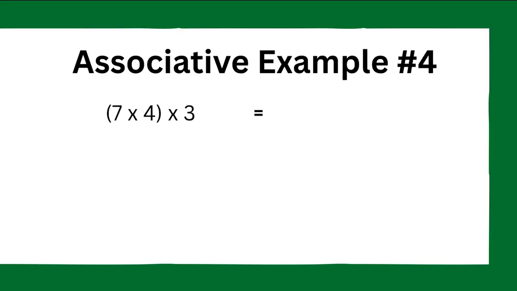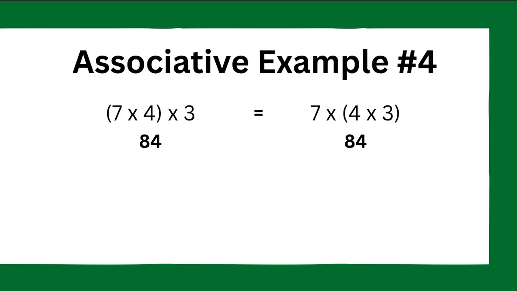Going on to my last example, I have 7 times 4 inside the parentheses times 3. Solving inside the parentheses first, I do 7 times 4, I get 28. And I'm going to do 28 times 3, and I get 84. So now that I have 84, I'm going to rewrite this equation so 4 and 3 is inside the parentheses. So once again, solving inside the parentheses first, I do 4 times 3, I get 12. And 12 times 7, I still get 84.